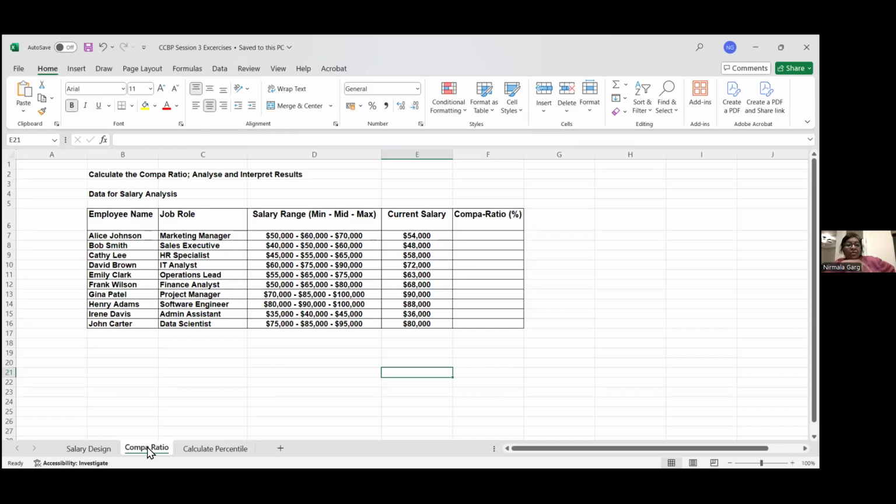Comp ratio. So you have job roles, you have employee name, you have the salary range, min, mid, max, and you have the person's current salary. So you know which point to take, right? So in a comp ratio, you typically take what? Current salary divided by the midpoint multiplied by 100. Got it? Can I stop sharing and one of you can show that?